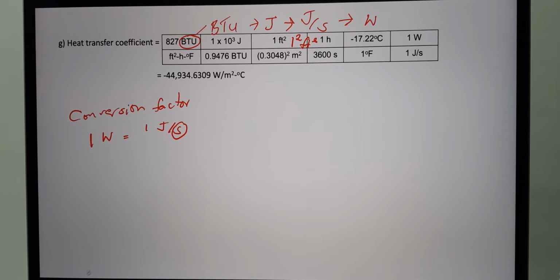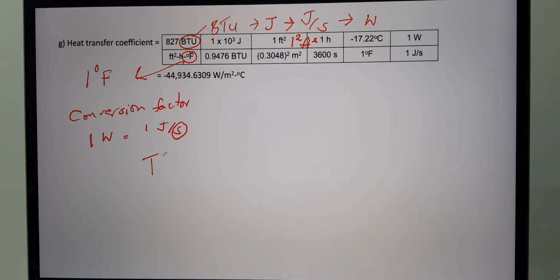Okay, so since this one is BTU per feet square, hour degree Fahrenheit, this one is 1 degree Fahrenheit. So how are you going to convert from 1 degree Fahrenheit to degree Celsius? You need to use the equation given to you in the conversion factor, which I write down here.